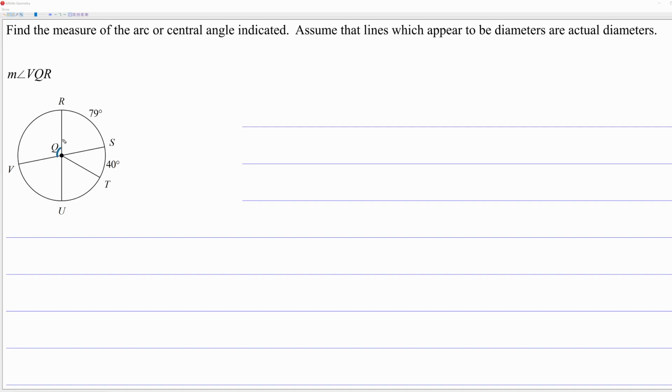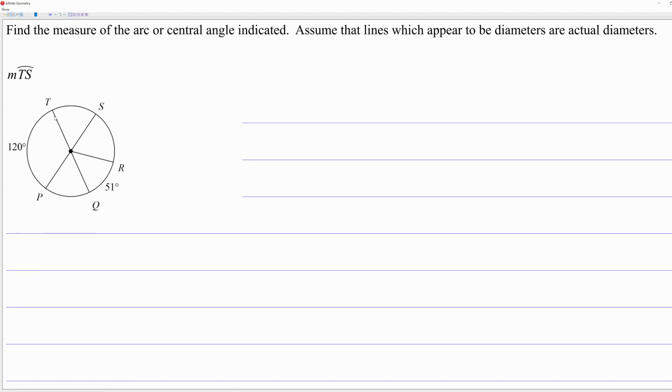So this is very much like the first example, where if you'll notice, we have half of a circle because this is a diameter. The instructions say that straight lines that look like a diameter are indeed diameters. So if that diameter is 180 degrees, and we subtract 79 degrees, well, that means that the angle that's left over is 101 degrees. So that means VQR must be 101. So that's kind of a repeat of the first problem. Let's move on then.